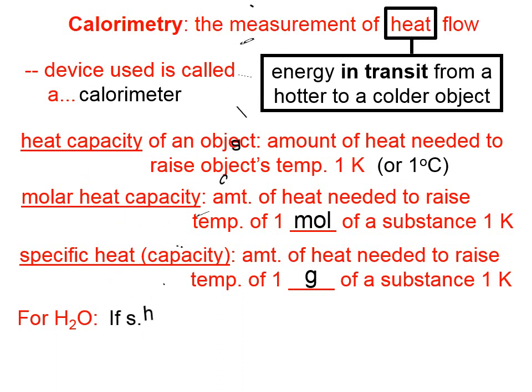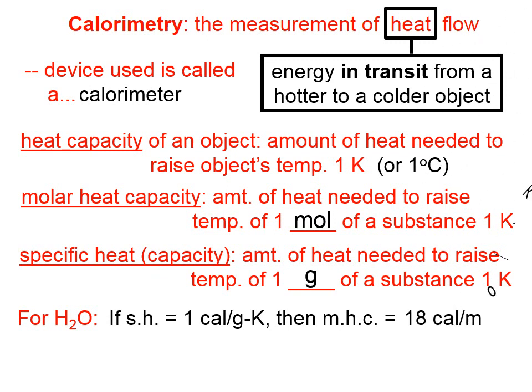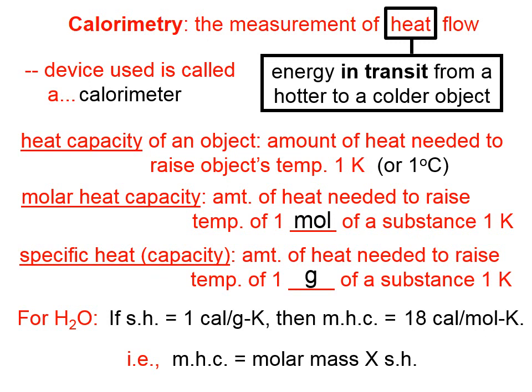For example, for water, if the specific heat is 1 calorie per gram Kelvin, then the molar heat capacity would be 18 calories per mole Kelvin. In other words, the molar heat capacity is the molar mass of water, which is 18, multiplied by the specific heat. If you just use the units and make sure that you cancel them whenever you're doing a calculation, most of the time you're going to have no problem.